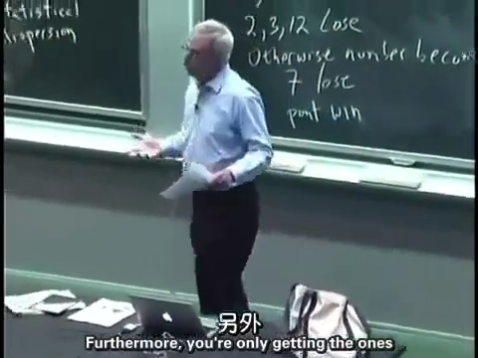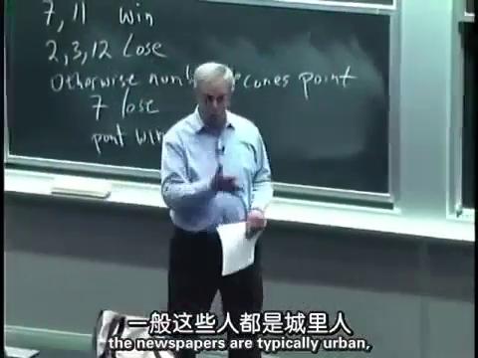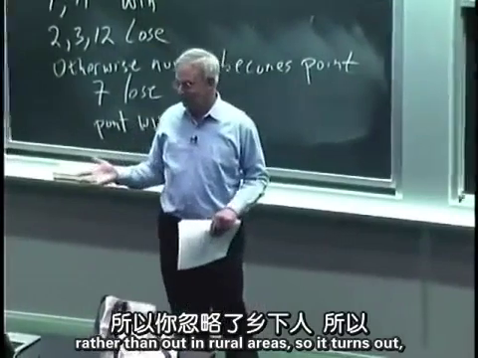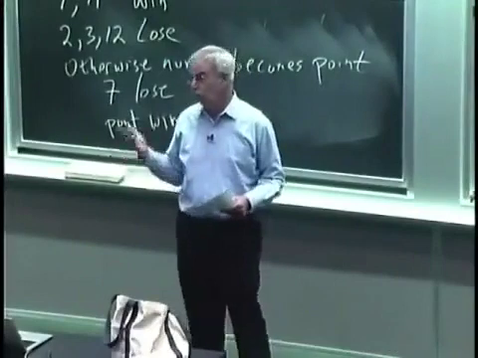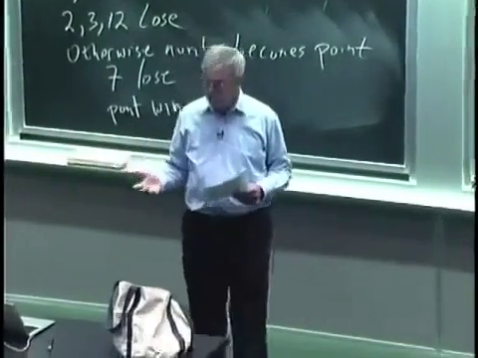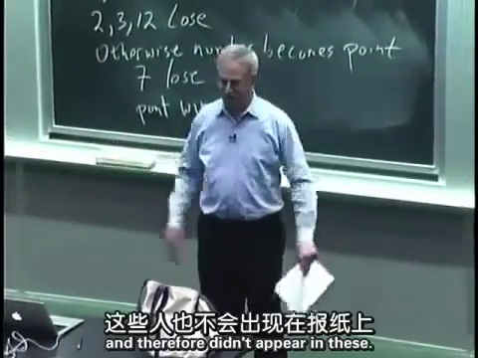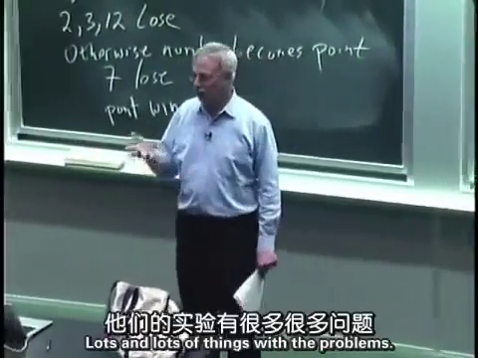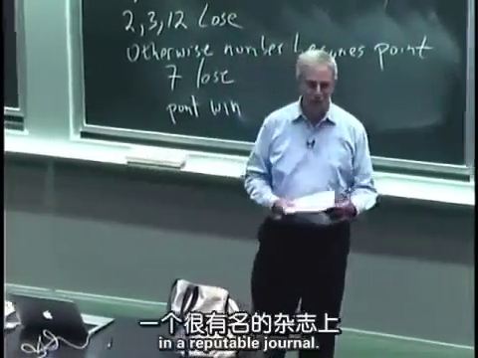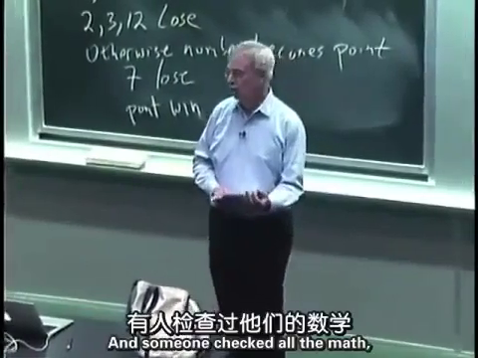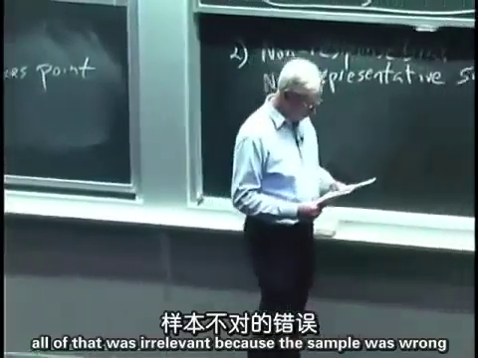Furthermore, you're only getting the ones that were reported in newspapers. The newspapers are typically urban rather than out in rural areas. So it turns out it's also biased against gays who chose not to come out of the closet, and therefore they didn't appear in these. Lots of problems. Believe it or not, this paper was published in a reputable journal, and someone checked all the math, but missed the fact that all of that was irrelevant because the sample was wrong.